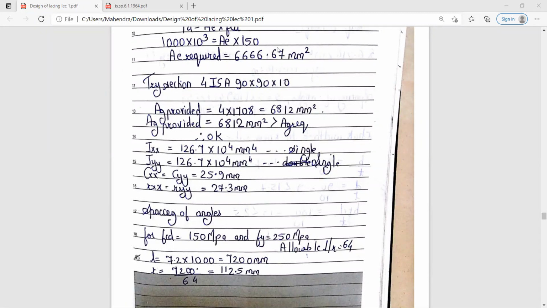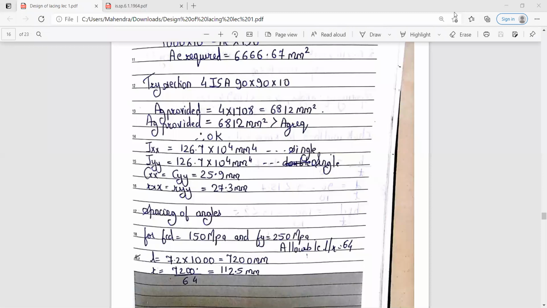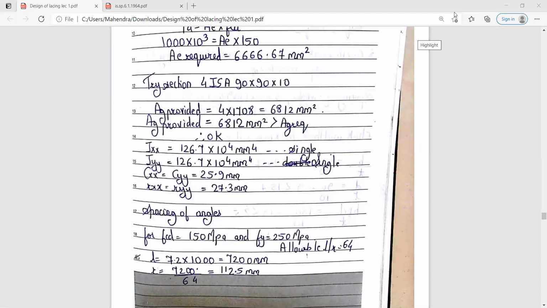Yes, mute yourself, Arif Ansari. Yes, everyone had done up till here. Everyone got the value of R. Should I proceed further? Increase your speed. We need to complete the lacing sums by today itself only. So increase your speed. Yes, everyone had got the value of R. Okay.